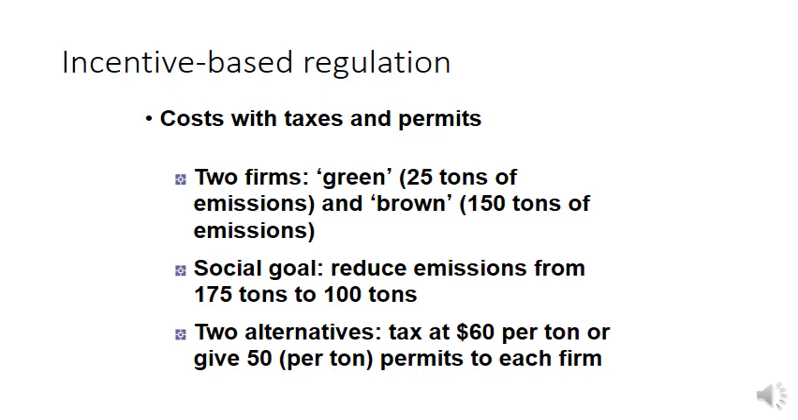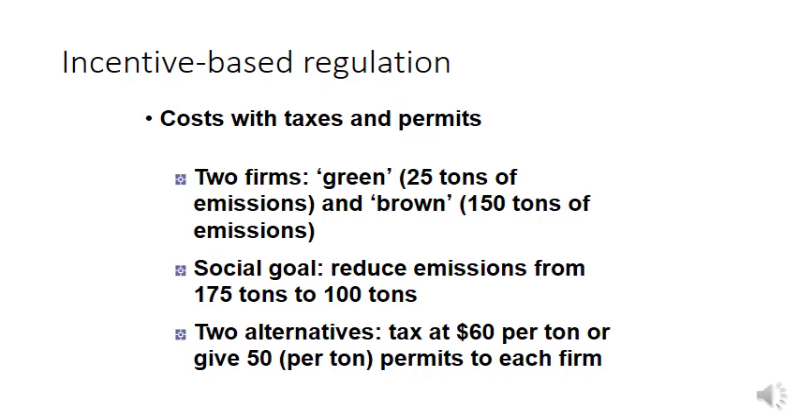So let's explore our incentive-based regulation by first setting up a problem. Suppose we have two firms. We'll call one firm the green firm. It doesn't emit that much pollution, 25 tons. And we'll call one firm the brown firm. It emits a great deal of pollution, 150 tons. And as a benevolent social planner, we have a goal of reducing that sum total of emissions from 175 tons overall to 100 tons.